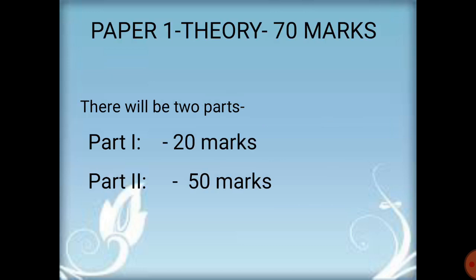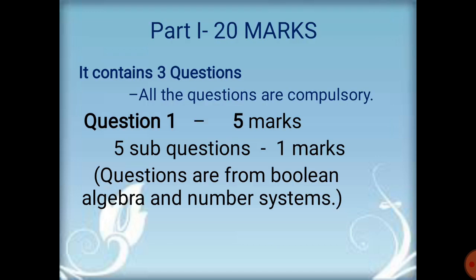Now theory paper 1 is divided into two parts. Part 1 is of 20 marks and part 2 is of 50 marks. Now part 1. Part 1 contains 3 questions and all the questions are compulsory. Question 1 is of 5 marks and it contains 5 short questions of 1 mark each. The questions are mostly from Boolean algebra and number system.